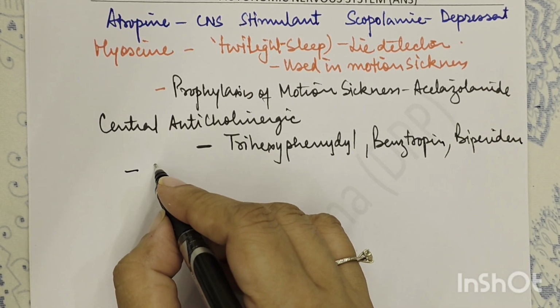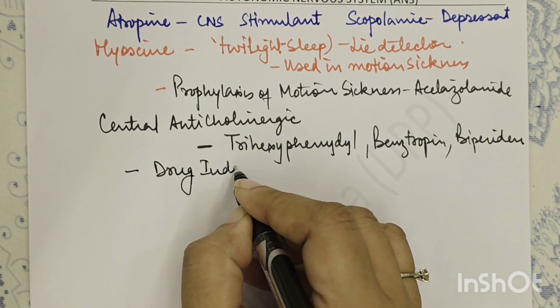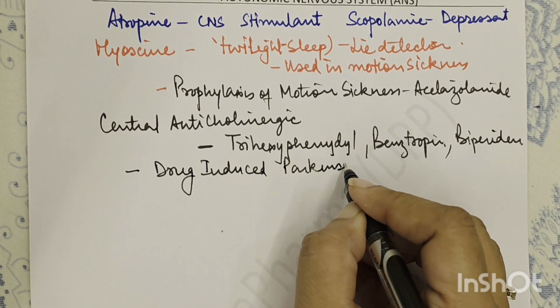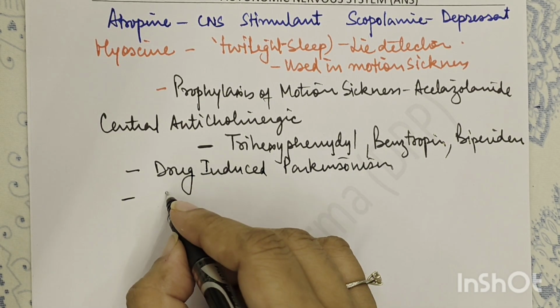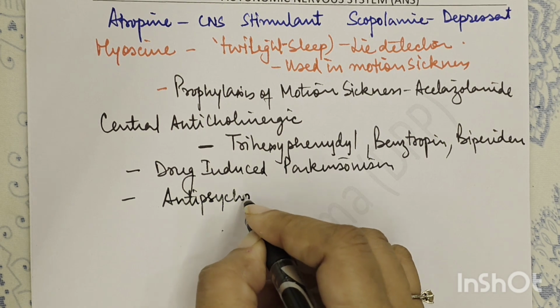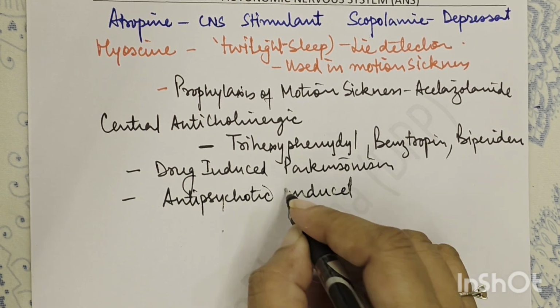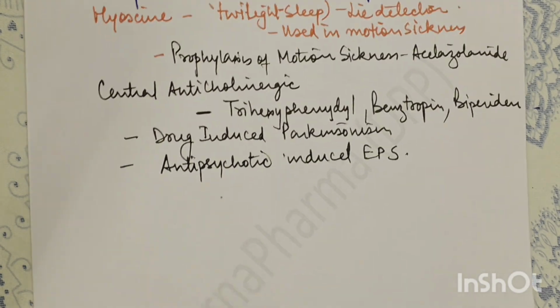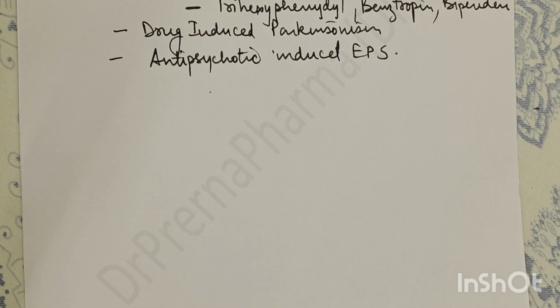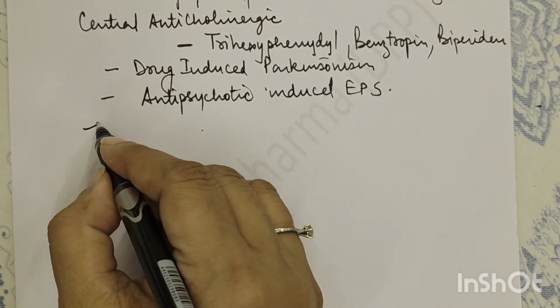And these drugs are used in drug-induced Parkinsonism. Okay, they are used there. They are also used in antipsychotic induced extrapyramidal symptoms, right? Then we come to the next drug. What is the next drug here? That is uses in eye.